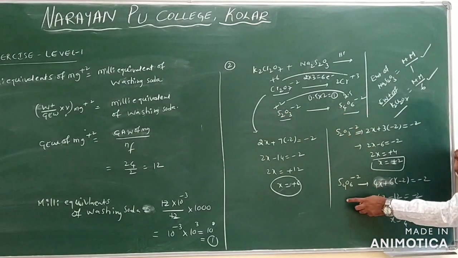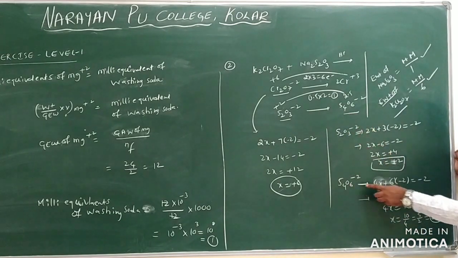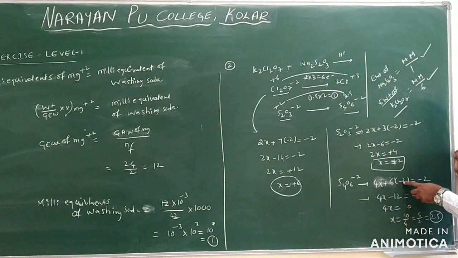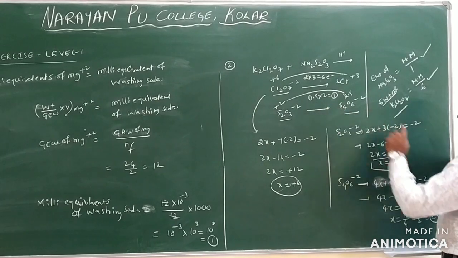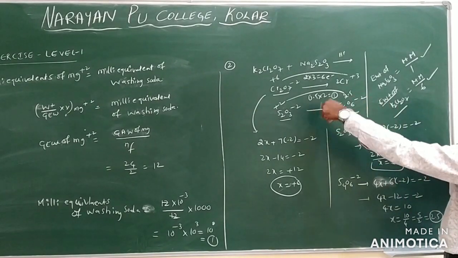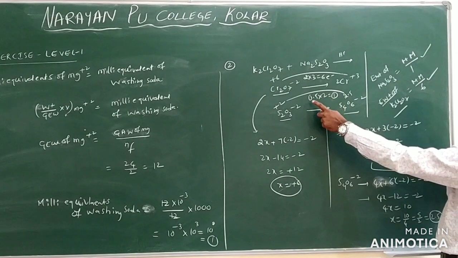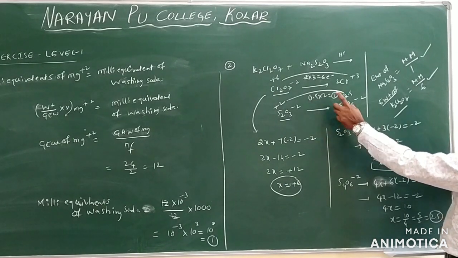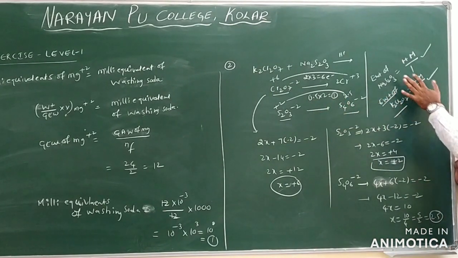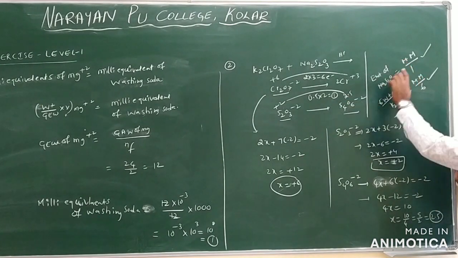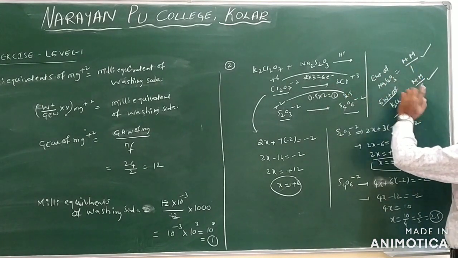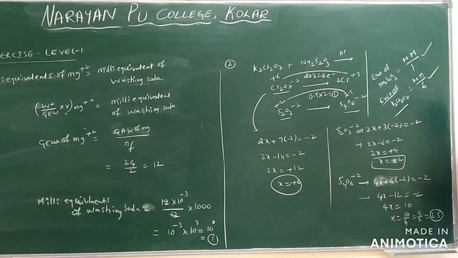Now come to S4O6 2-. How many sulfurs do we have? 4 sulfurs, so 4x plus 6 into minus 2 is equal to minus 2. 4x minus 12 is equal to minus 2, 4x is equal to 10. X equal to 10 by 4, that is 5 by 2, that is 2.5 only. Now the difference between 2 and 2.5 is 0.5. The n factor for sodium we have is 2 only, so 0.5 into 2 is 1. From this we identify equivalent weight by using the formula molecular mass by n factor. For potassium dichromate, molecular mass by n factor, that is 6 only.